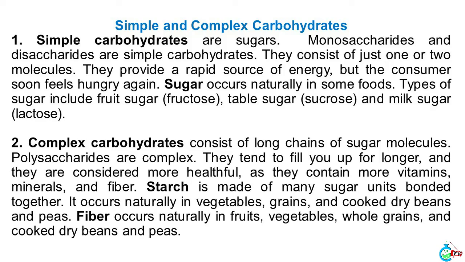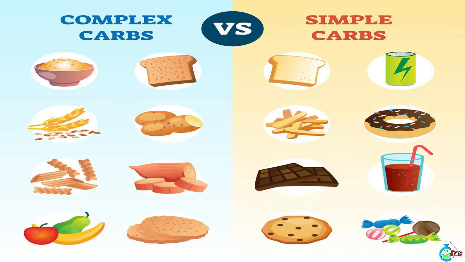2. Complex carbohydrates consist of long chains of sugar molecules. Polysaccharides are complex. They tend to fill you up for longer, and they are considered more healthful, as they contain more vitamins, minerals, and fiber. Starch is made of many sugar units bonded together. It occurs naturally in vegetables, grains, and cooked dry beans and peas. Fiber occurs naturally in fruits, vegetables, whole grains, and cooked dry beans and peas. Complex carbs versus simple carbs.